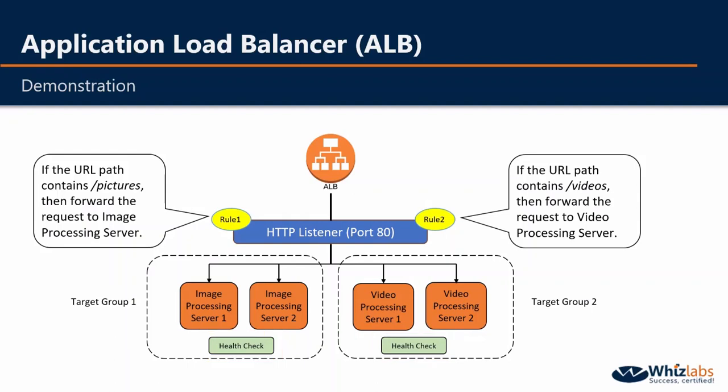Then we will configure a listener for port 80 to listen to the HTTP traffic. We will configure two rules. First, if the URL contains the word /pictures, it will select the images target group and will forward the request to its registered EC2 instances. Similarly, if the URL contains the word /videos, it will select the videos target group and will forward the request to its registered EC2 instances.